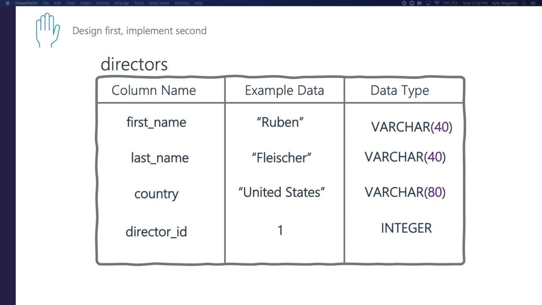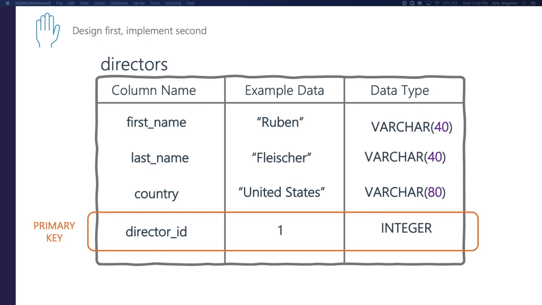The last thing we need to do is take a look at this table and ask ourselves which column should be the primary key. We see director ID as being that unique identifier, therefore director ID should be the primary key. So let's go back into MySQL Workbench and create this query.